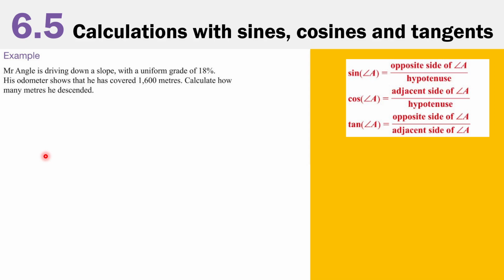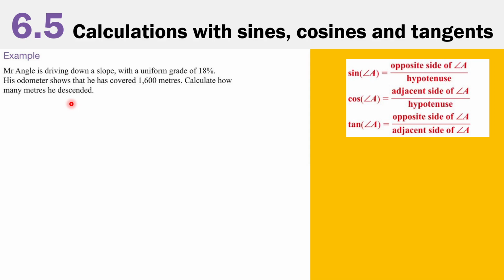The first step was understanding what we're dealing with here. The first thing that I see is that they don't give us an actual angle of elevation. They give us a grade, 18%. So, I have to know how to now convert this grade to an incline, and from an incline to an actual angle, right? He is driving down a slope and he says that he has covered 1600 meters. Well, that's either going to be in hypotenuse, an adjacent, or an opposite side. And they want to know how many meters he has descended.